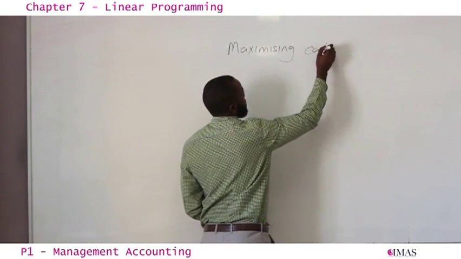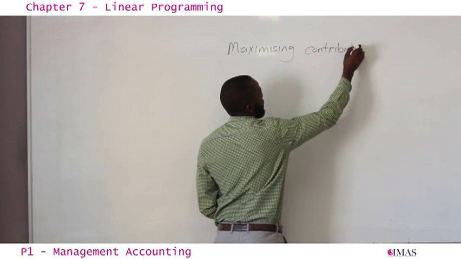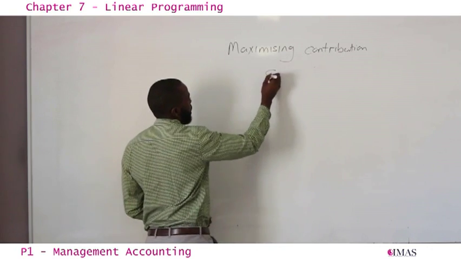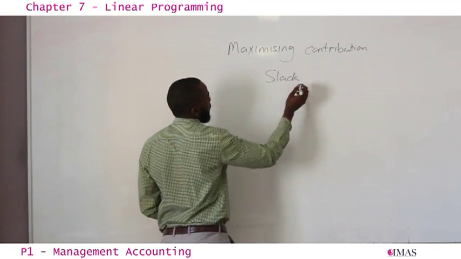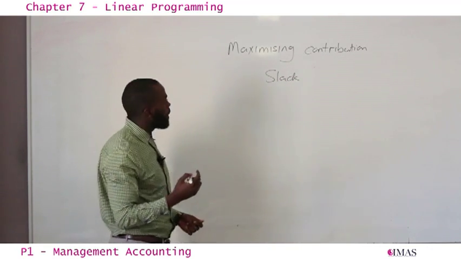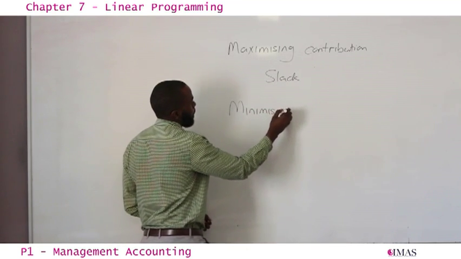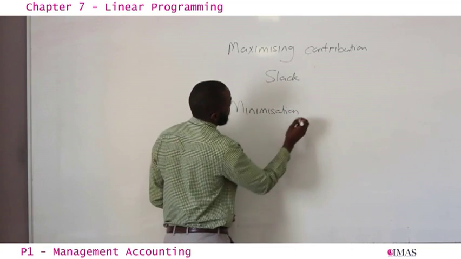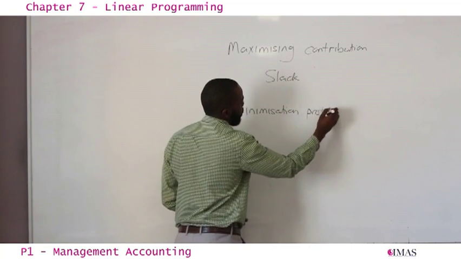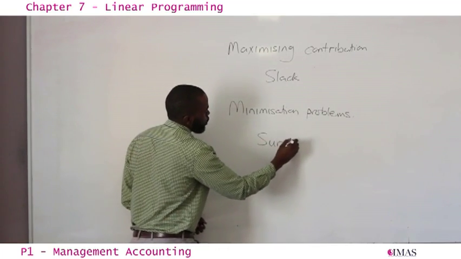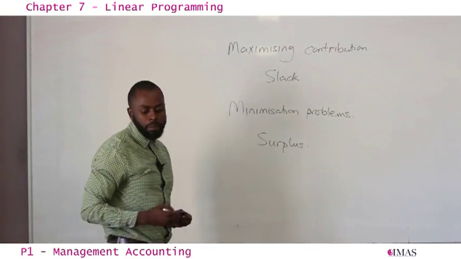Either we want to maximize the contribution, which is the same as maximizing profit, since fixed costs are constant. That's where we have slack. We're not fully utilizing our resources. Then on minimization problems, when we want to minimize our costs, we're going to have what we call surplus.